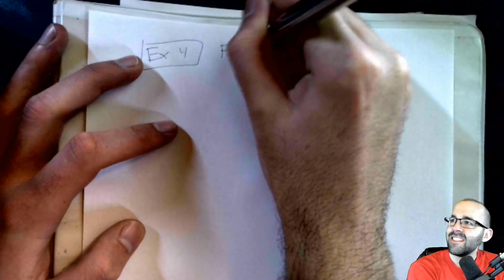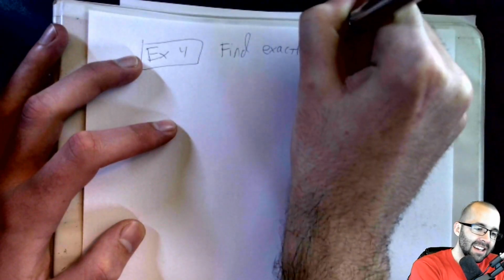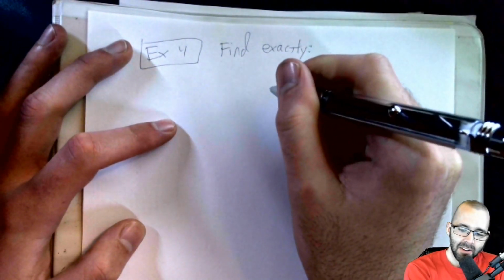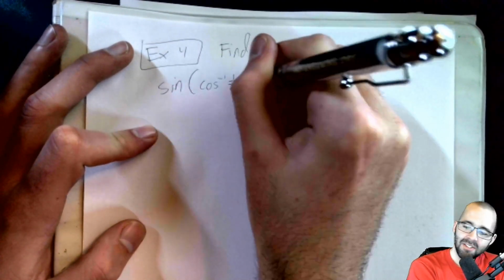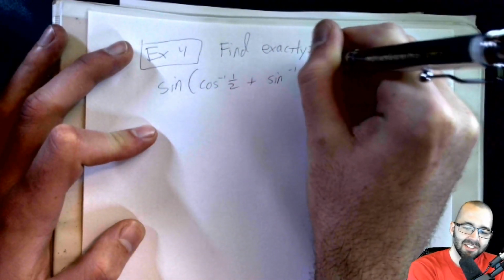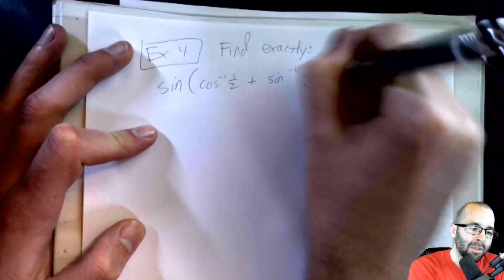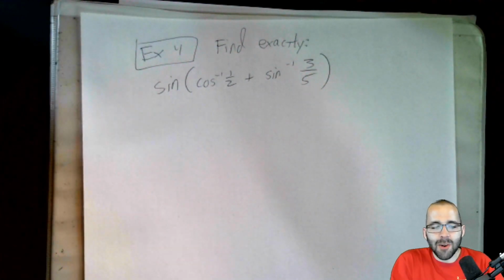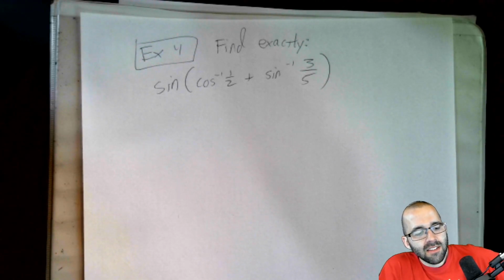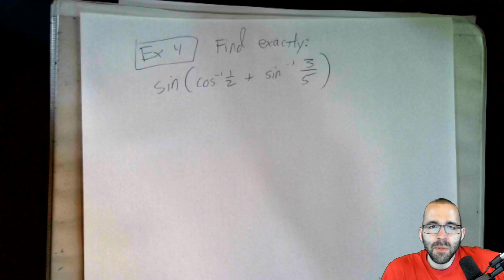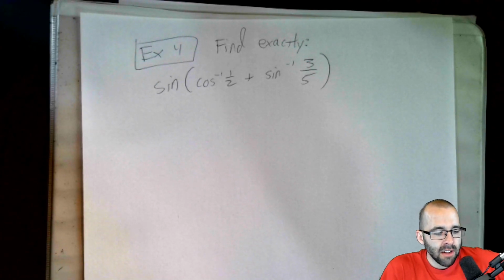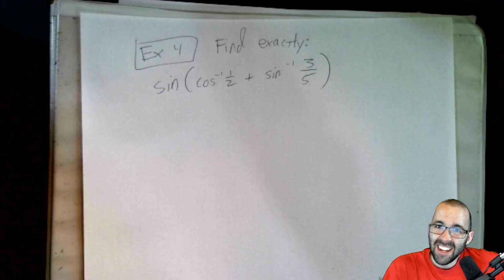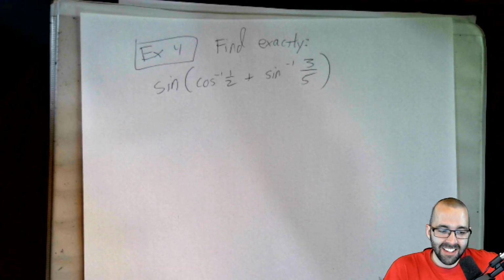Okay, let's really take this up another level. You guys are gonna like this problem, I promise. Find exactly the sine of the inverse cosine of 1/2 plus the inverse sine of 3/5. So this looks like garbage, but it's okay. And you don't need to use trig identities if you just want to approximate this. If you want to approximate this, you could type this in your calculator, no problem. But if we want an exact answer, trig identities are going to come real in handy.